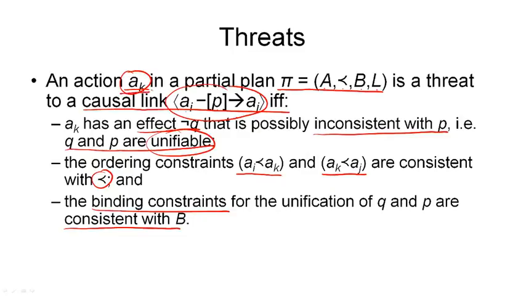So, AK can threaten our causal link if it has an effect that is possibly inconsistent with the proposition we're trying to protect, and it may possibly occur in parallel to our causal link. And finally, the bindings that we need for making P and Q the same are consistent with the bindings used in the plan. That is the definition of a threat.